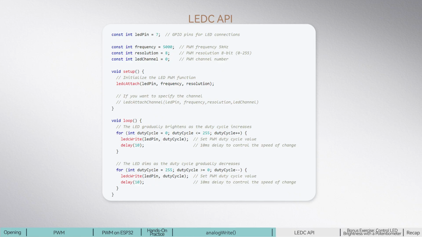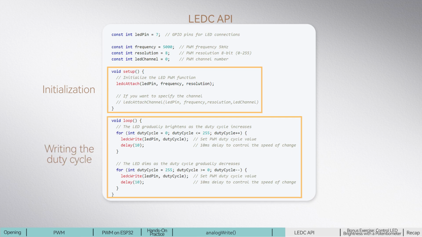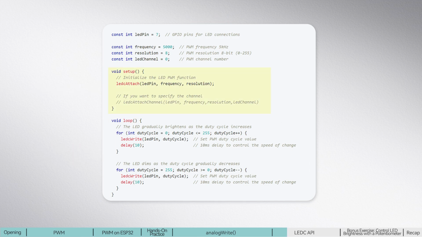Now let's look at the second method, using the LEDC API on the ESP32. This approach gives us finer control over PWM. This method is slightly more complex and mainly involves two steps: initialization and writing the duty cycle. First, look at the setup function. Here we call the LEDCAttach function to complete the PWM initialization.